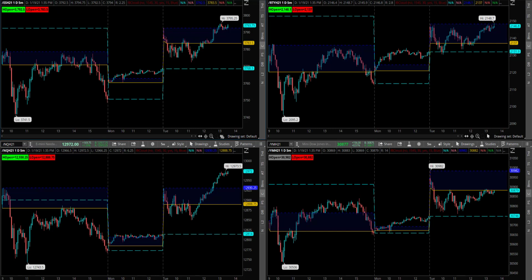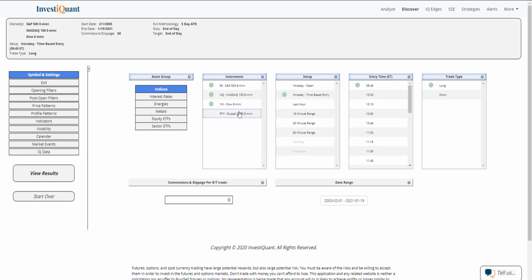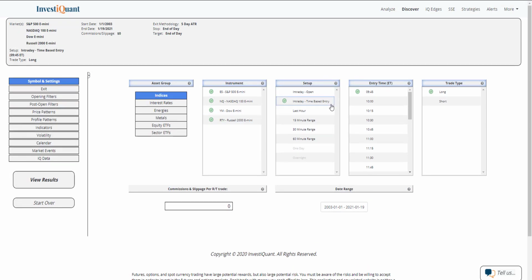So what I want to do is look at this pattern that we've got taking place here intraday and see what it has led to as we approach the close. So let me hop into Discover, load up all four instruments for an intraday time-based entry of 3 p.m. Eastern Time. So this is going to be getting long at 3 p.m. Eastern Time. It's going to be based upon exiting at the close of regular trading hours, which is 4:15 p.m. Eastern Time. Next, I'm going to go to this opening filter section.